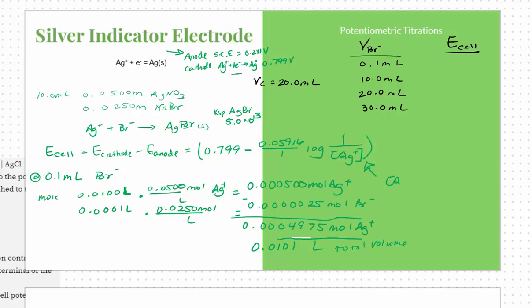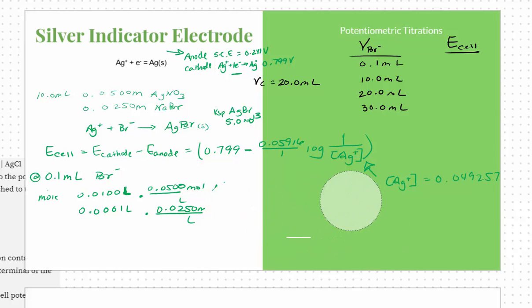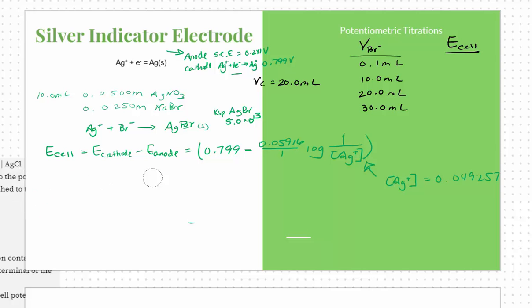So when I do that, I get a concentration. The concentration of my silver at this point in the titration is 0.049257. It keeps going, but I'm going to leave it there. I'm just going to leave it in my calculator. So now I'm going to plug and chug. I'm going to use my E cell equation.